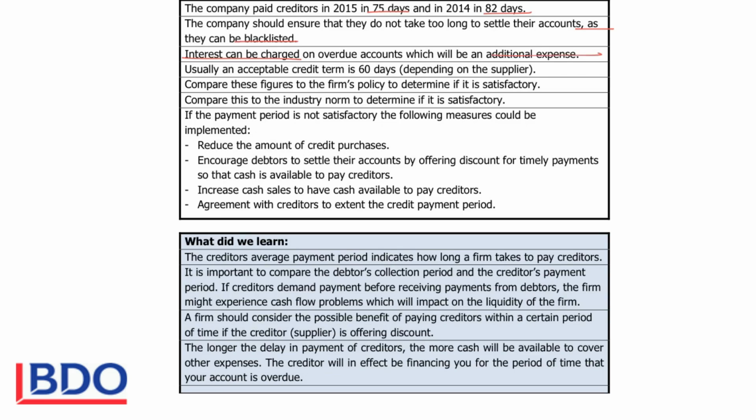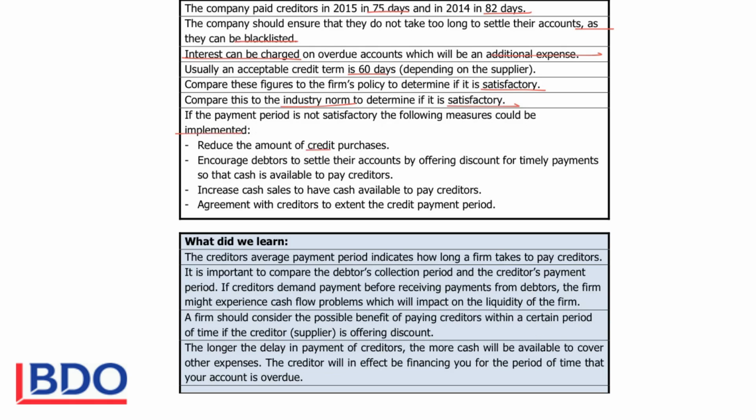Usually, an acceptable credit term is 60 days, depending on the supplier. Compare your figures with the firm's policy to determine if it's satisfactory or whether you are taking longer to pay than the terms policy, and compare it also with the industry norm to determine if it's satisfactory. If the payment period is not satisfactory, measures should be taken to improve this situation. So the following measures could be implemented.